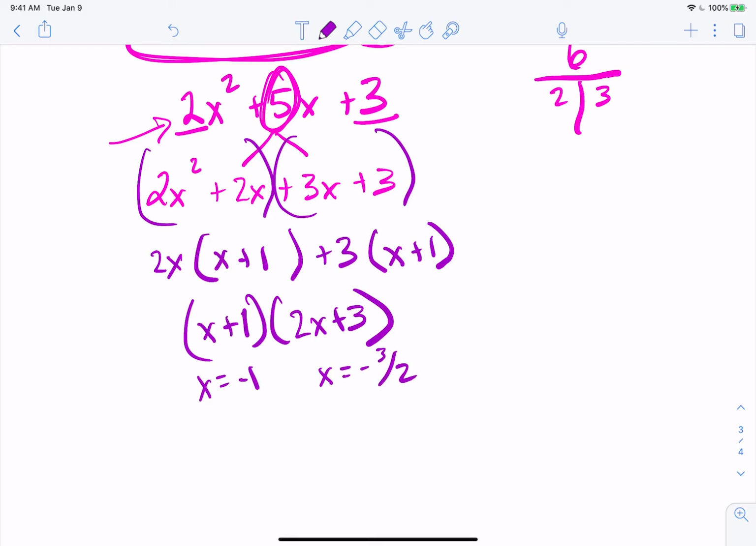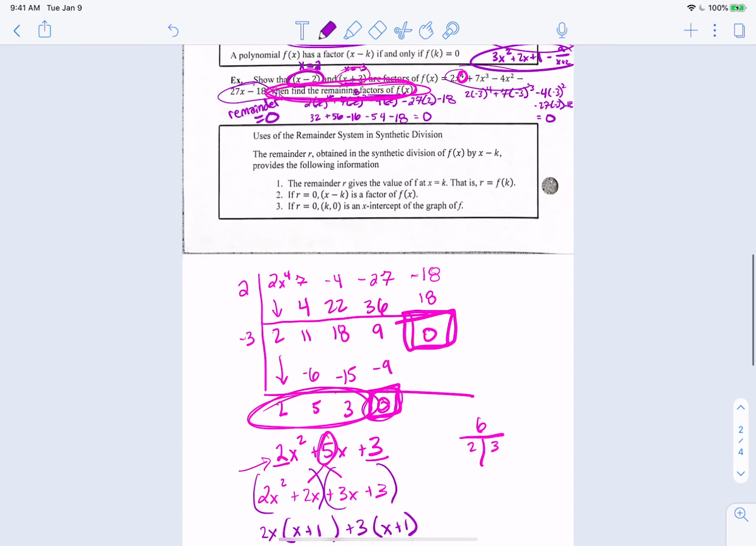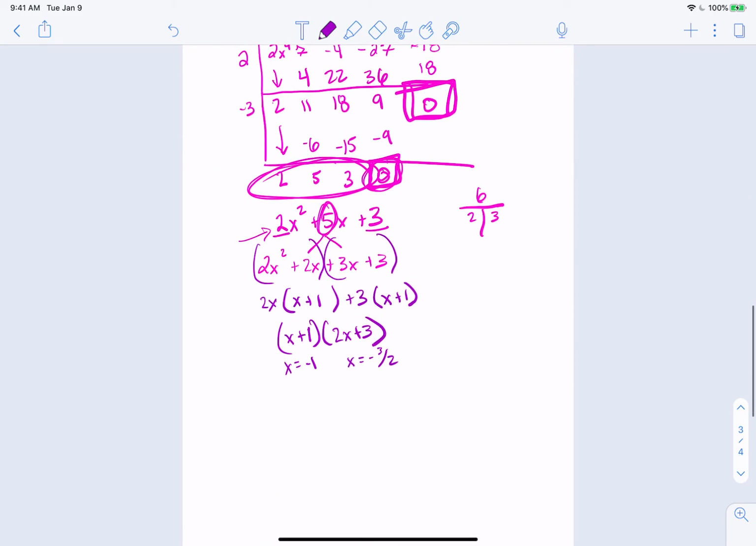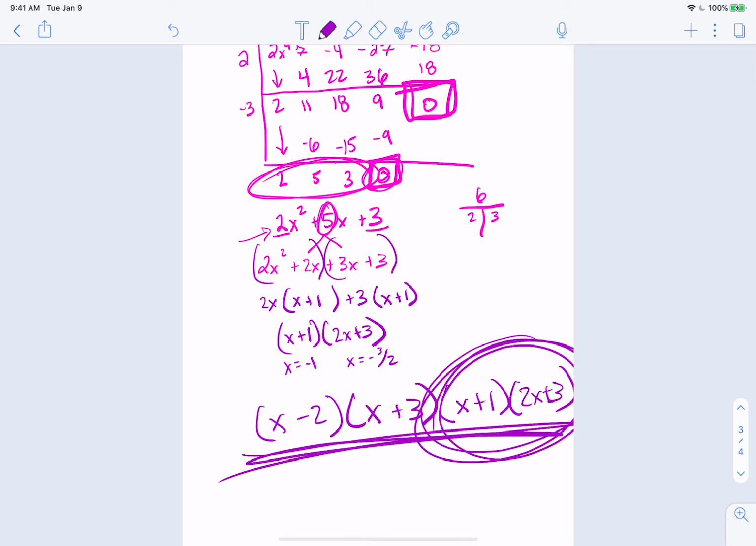Okay, let's look at the question though. Let's look at what they were asking. It says find the remaining factors. So if we want to factor that guy completely down, he would be the factors x minus 2, x plus 3 were the ones that they gave us, right? And then x plus 1 and 2x plus 3 were the remaining factors. That is him completely factored down. The ones that we had to find were these two guys, right?